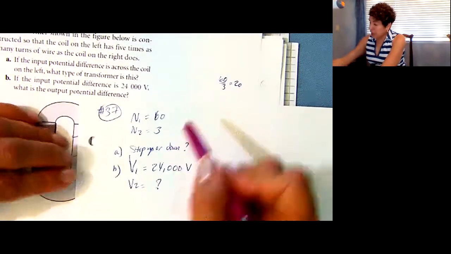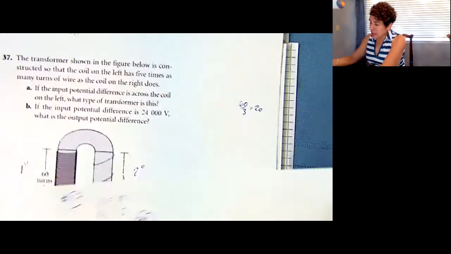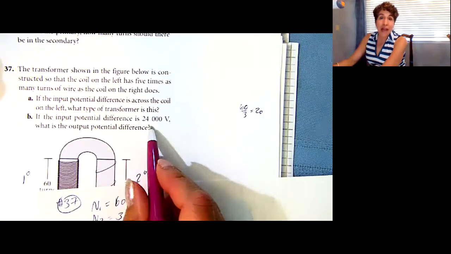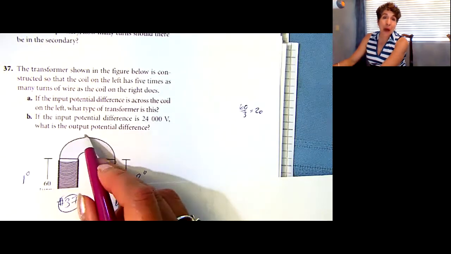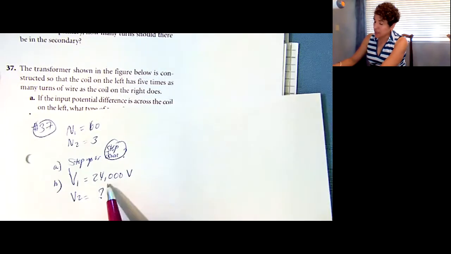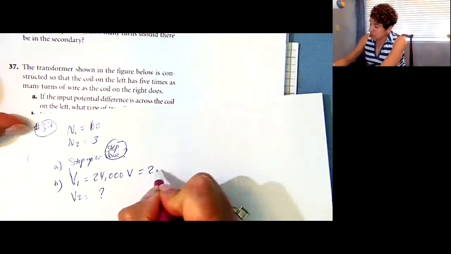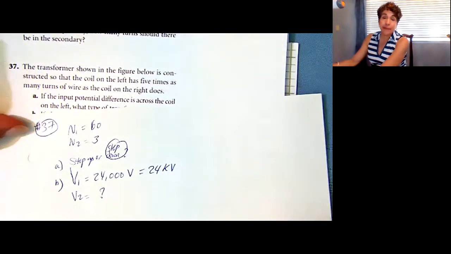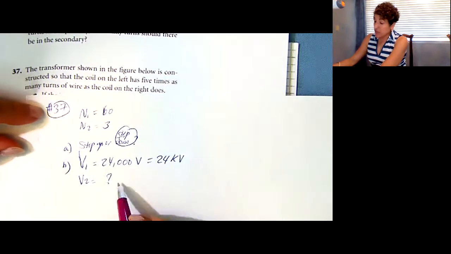Let's say I wrote it over here. Is it a step up or is it a step down? It's a step down. All right, then they say if the input on the left is 24,000 volts or 24 kilovolts, what's the output potential difference? So now we know that V1 is 24,000 volts. And I just want to make sure you guys are starting to get used to kilo, whether it's ohms or meters or volts. Then what is V2?